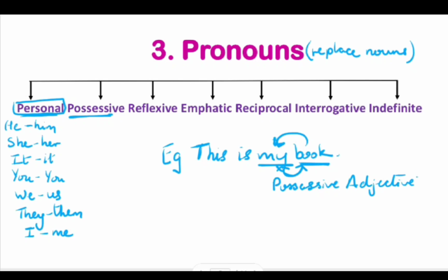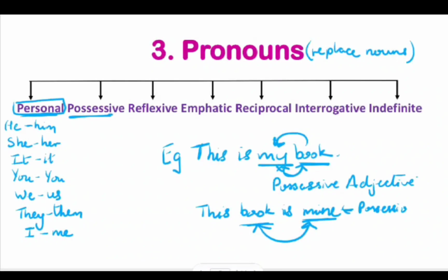Okay, but this same sentence, if I write it as "this book is mine". So the "mine" is far away, or there is at least one word gap in between the noun and this word. Yes, it is showing possession. Hence this word will then be termed as a possessive pronoun. It is all about the placement.